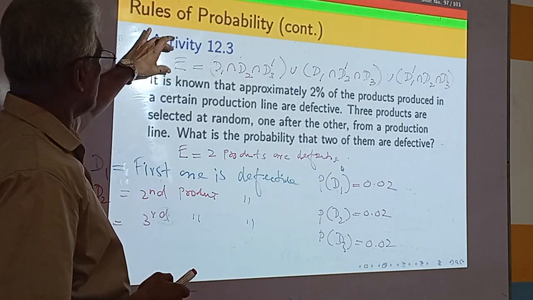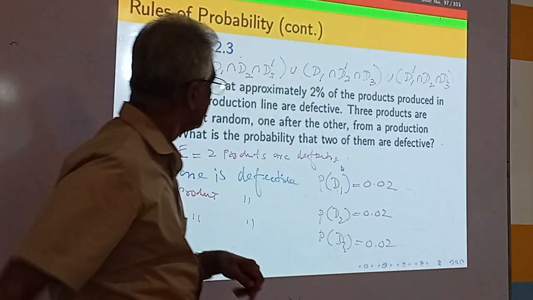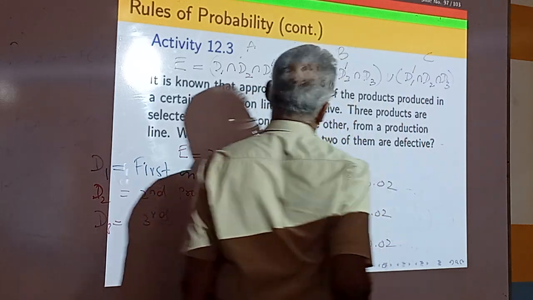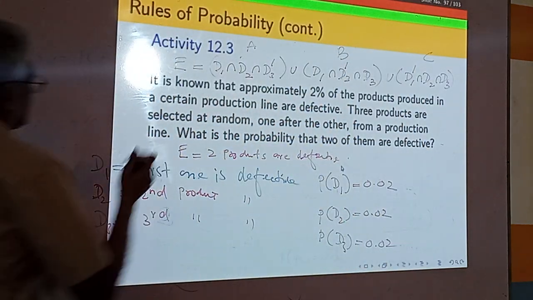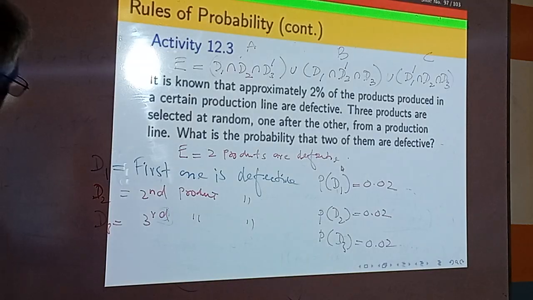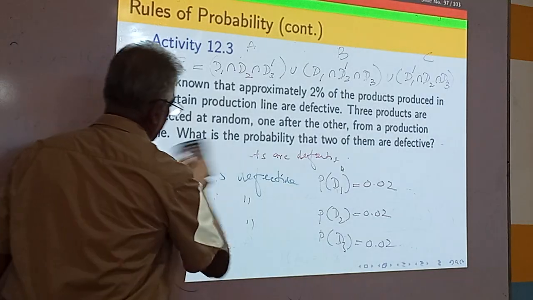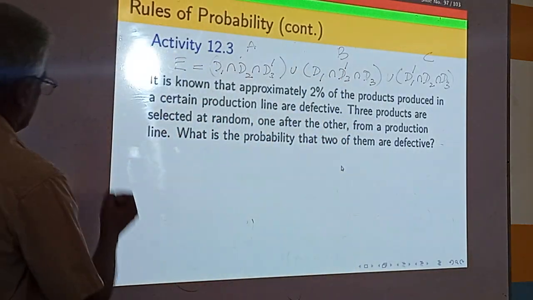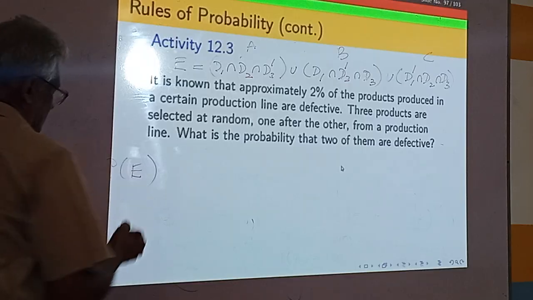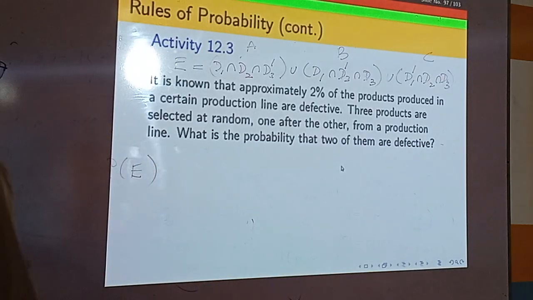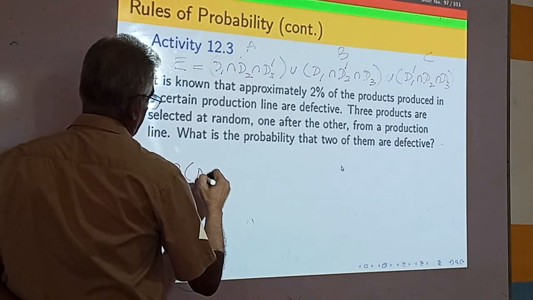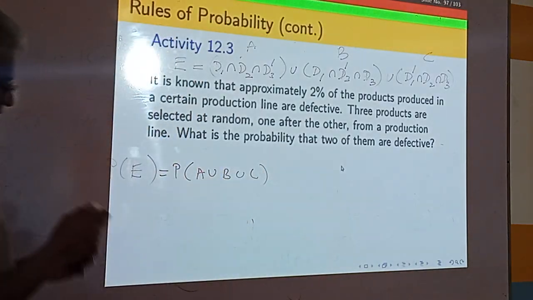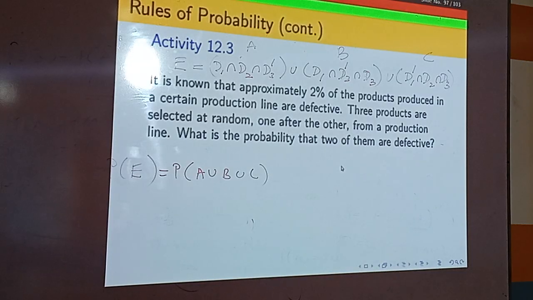So we want to find out the probability of E. If you call these, for example, A, B, C, the probability of E is equal to the probability of A union B union C. But A, B, C are mutually exclusive, right?